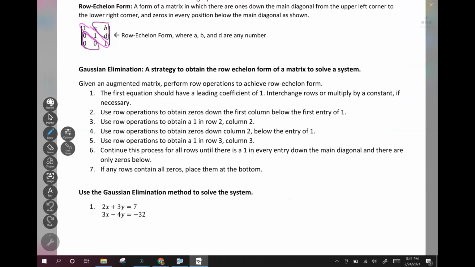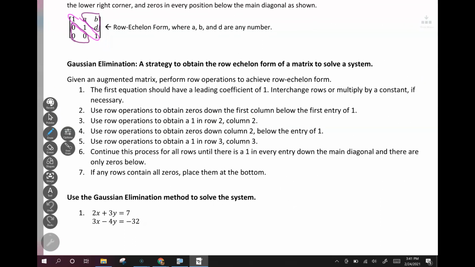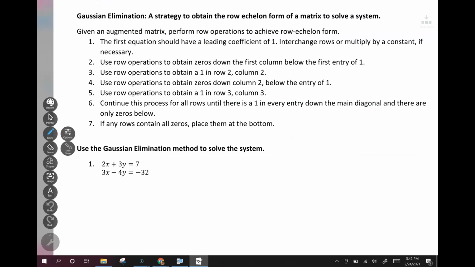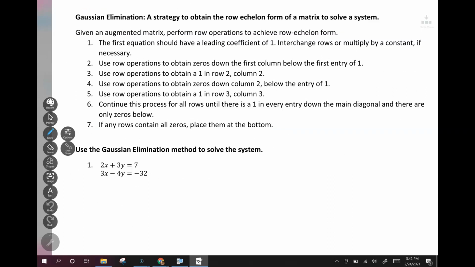We have some steps here to help us out. So given an augmented matrix, you're going to perform row operations to achieve row echelon form. The first equation should have a leading coefficient of 1. Interchange rows or multiply by a constant if necessary. Let's do example 1 as we follow through these steps. So the augmented matrix I have here on number 1 is 2, 3, 7, 3, -4, -32.